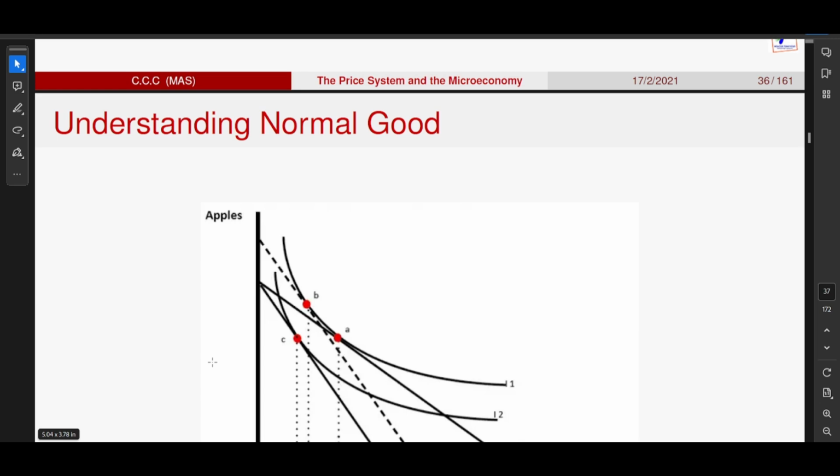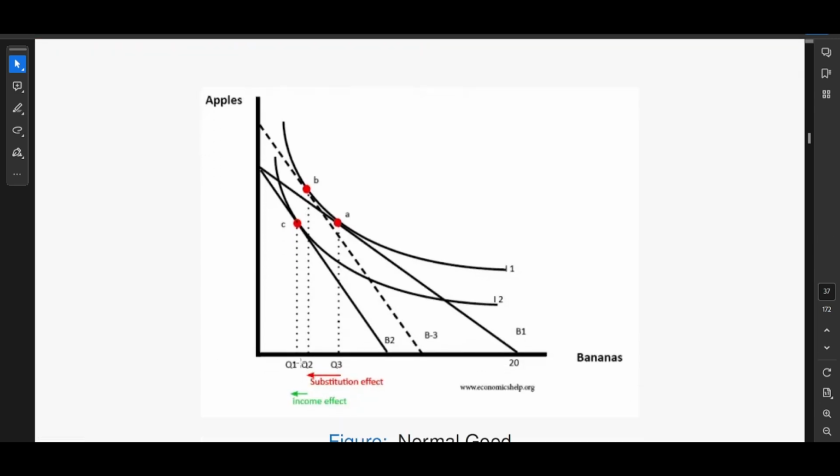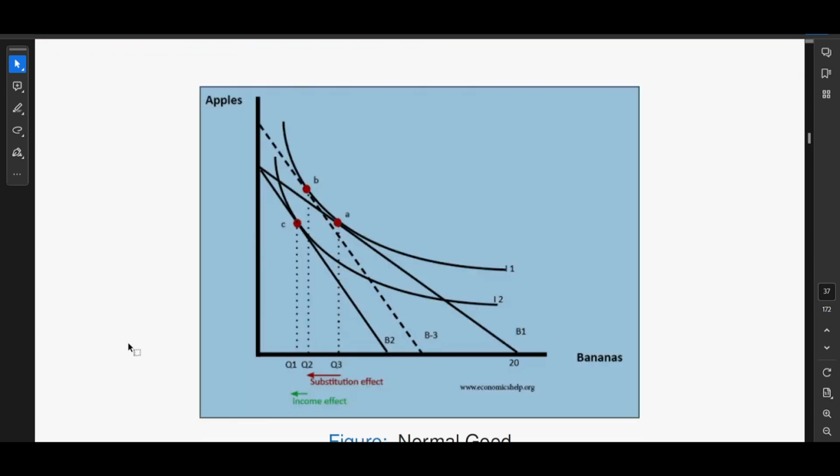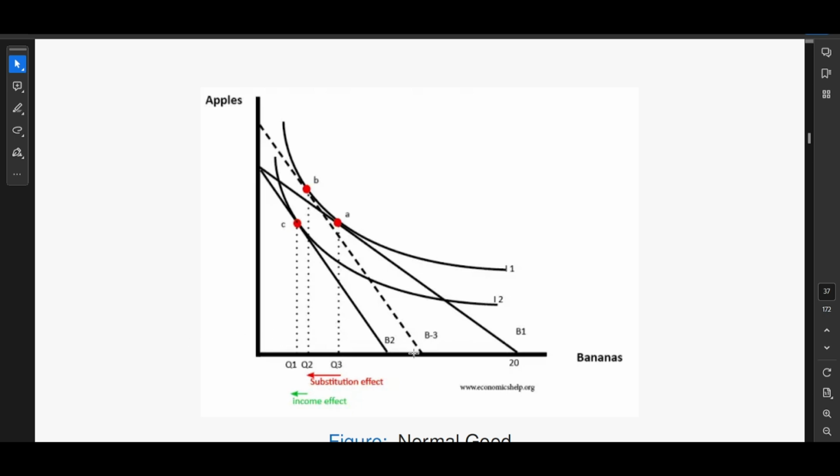The next thing we need to understand is a normal good. So in a normal good, what do we see? We see that both substitution and income effects are moving together, right? So where are we? We are at B1, we move to B2, which means the price of banana has increased. That's what you need to be able to see on the graph. Also, you need to be able to see what has happened.